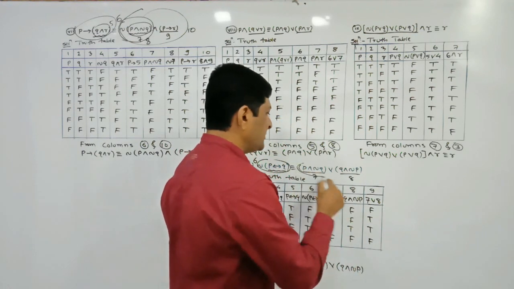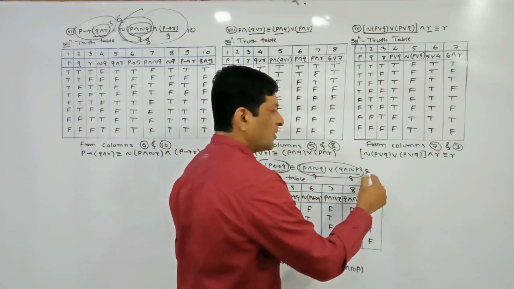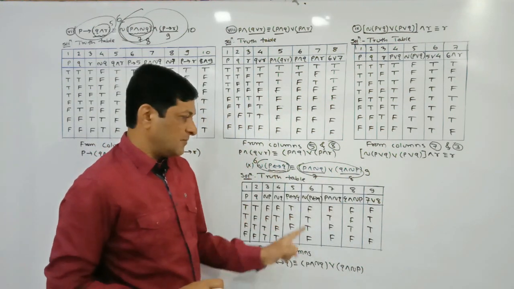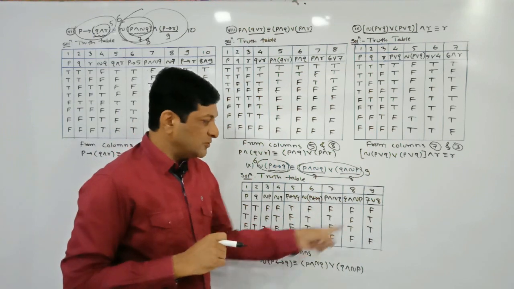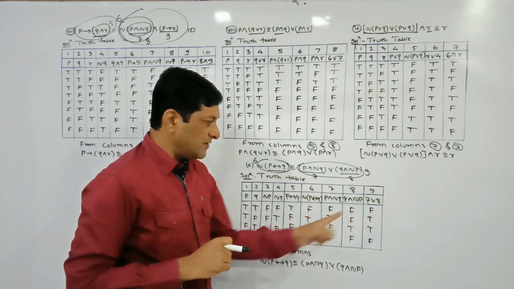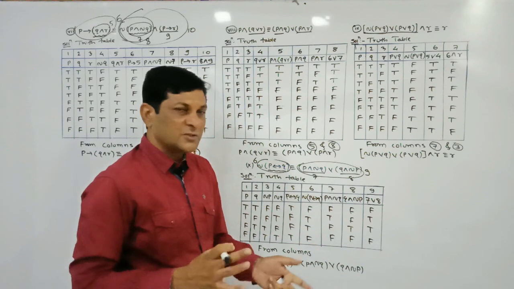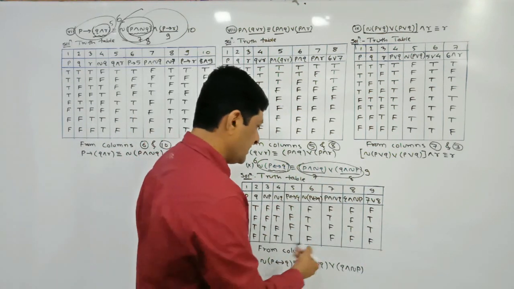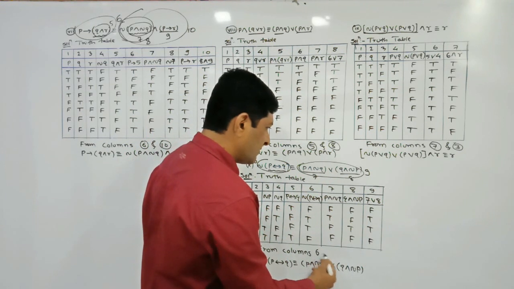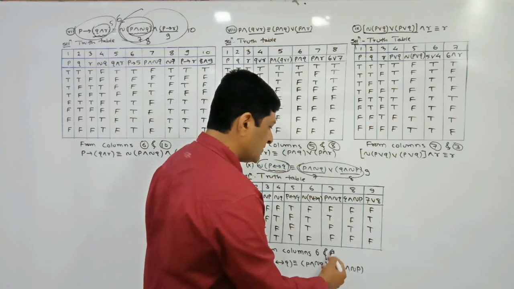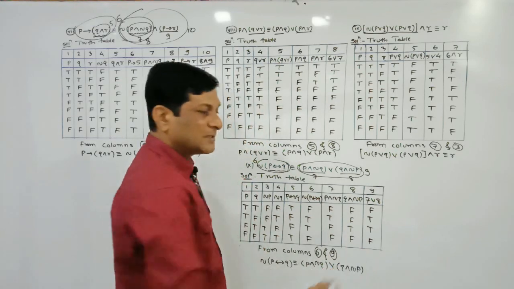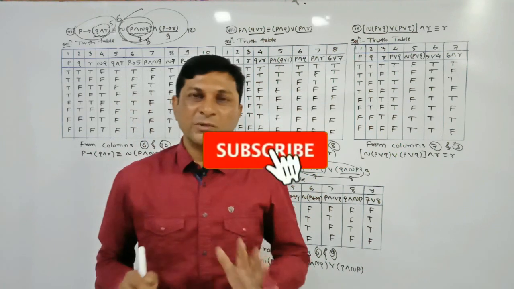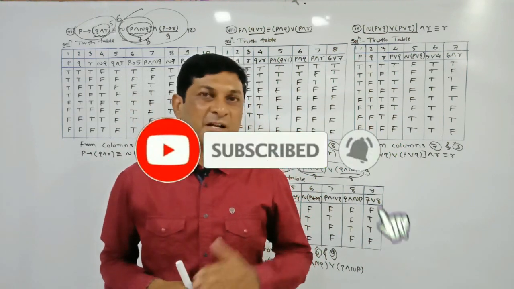Now the truth value of this whole statement lies in which column? Column number 9. Now observe the truth values in column number 6 and column number 9. What is our observation? The truth values are identical. F, T, T, F. Since the truth values are identical, we can conclude that these two statements are logically equivalent. So from column number 6 and 9, we are able to say that the given two statements are logically equivalent. In this way, we have shown that two statements are logically equivalent using what?